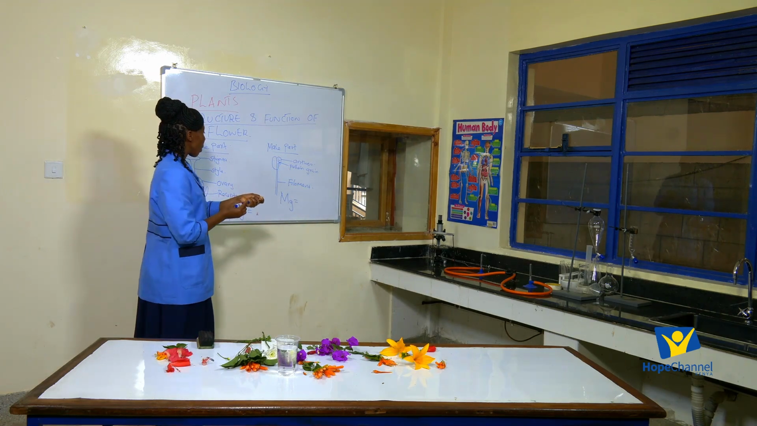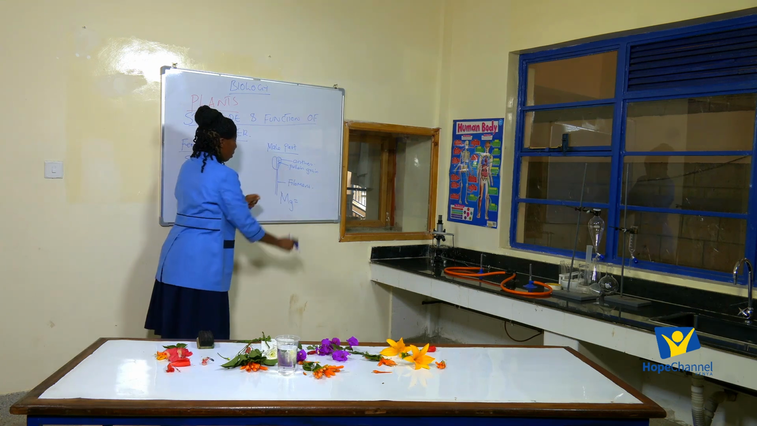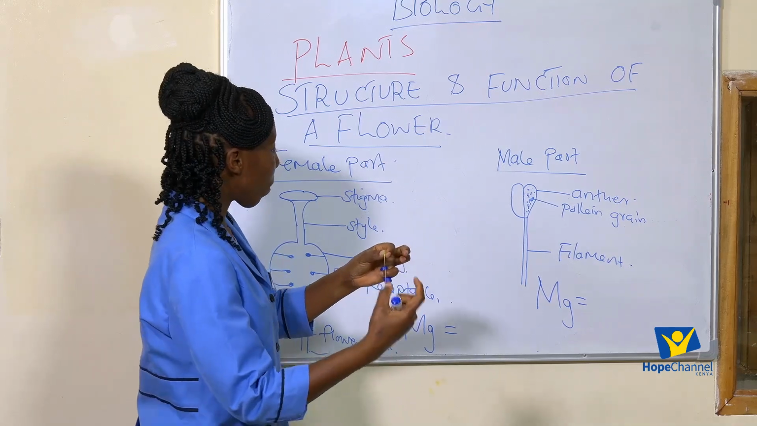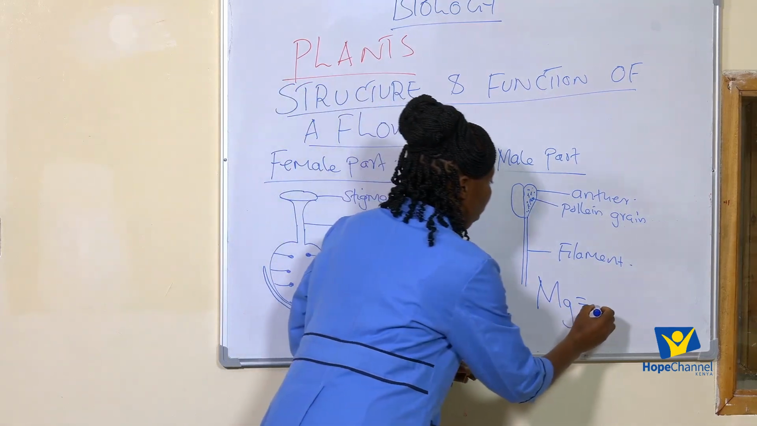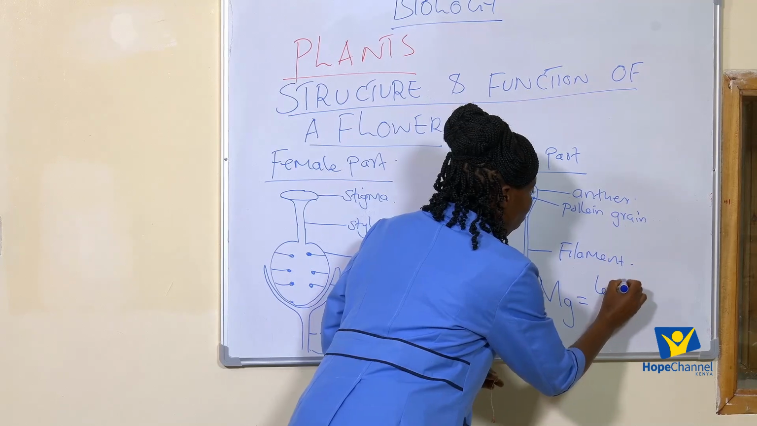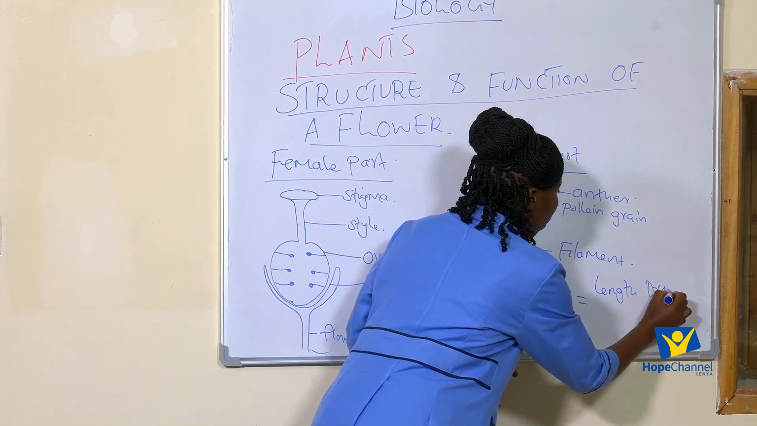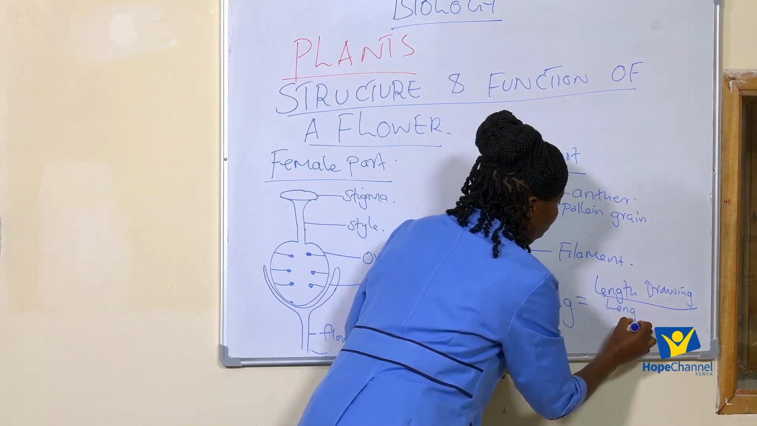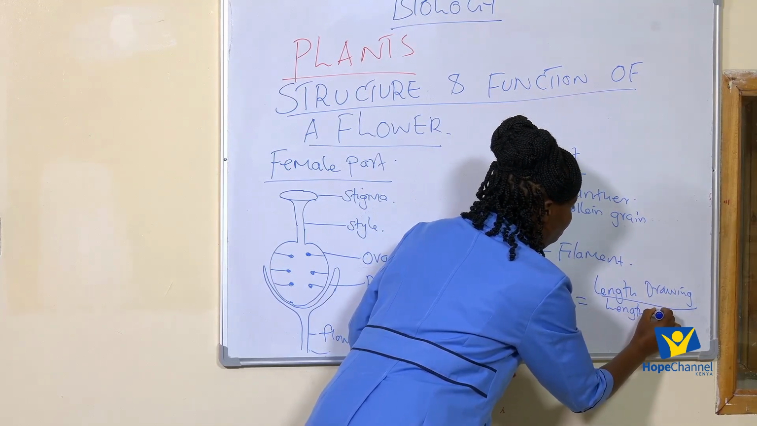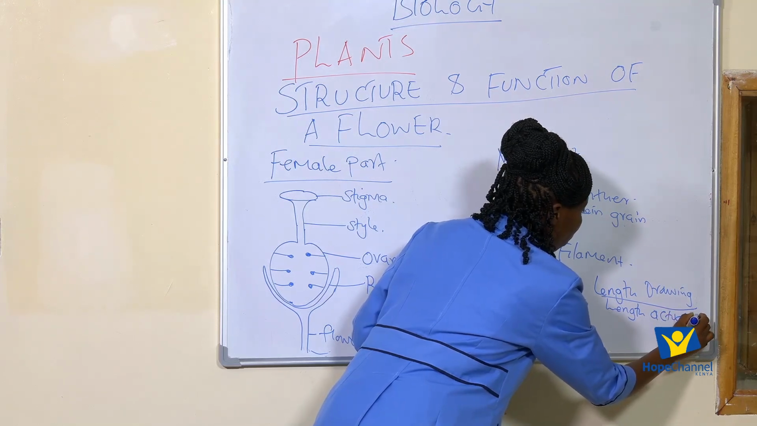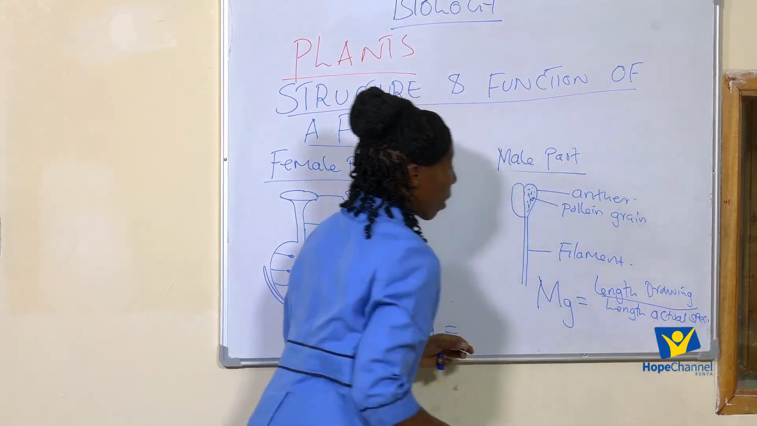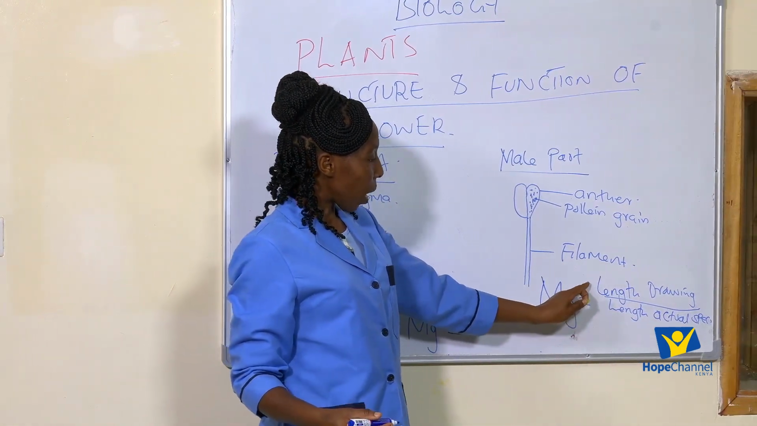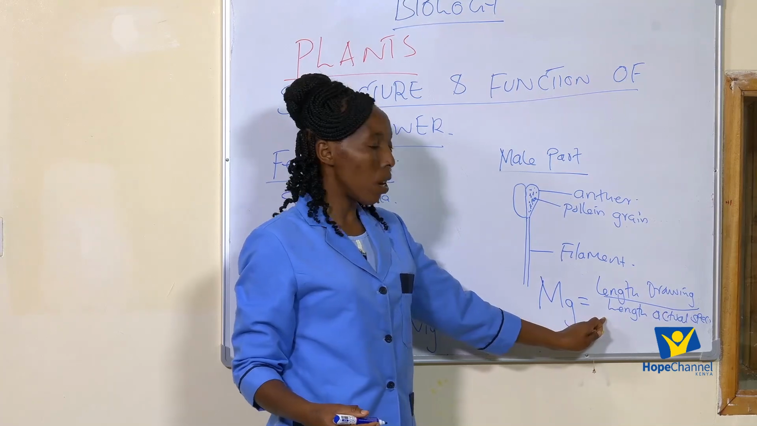So in this case, this is the drawing, and the actual specimen is what I have in my hand. So if I was to do magnification, I'll take the length of the drawing, then you divide by the length of the actual specimen. So we have the length of the drawing over the length of the actual specimen.